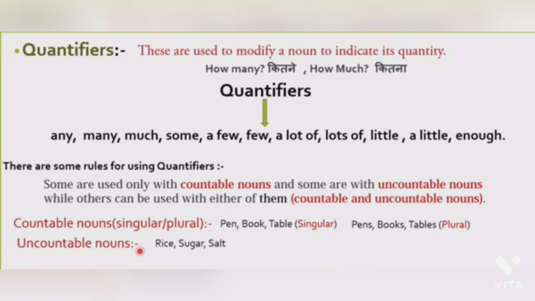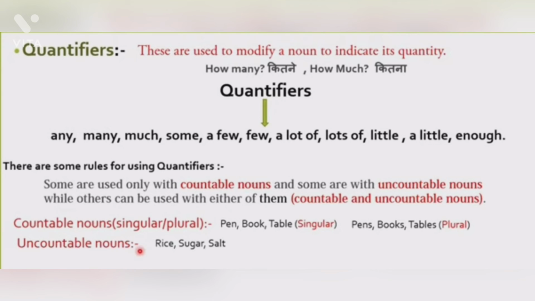Quantifiers. These are used to modify a noun to indicate its quantity: how many or how much. Quantifier examples: few, a few, many, much, any, little, enough, etc. These are some rules for using quantifiers.